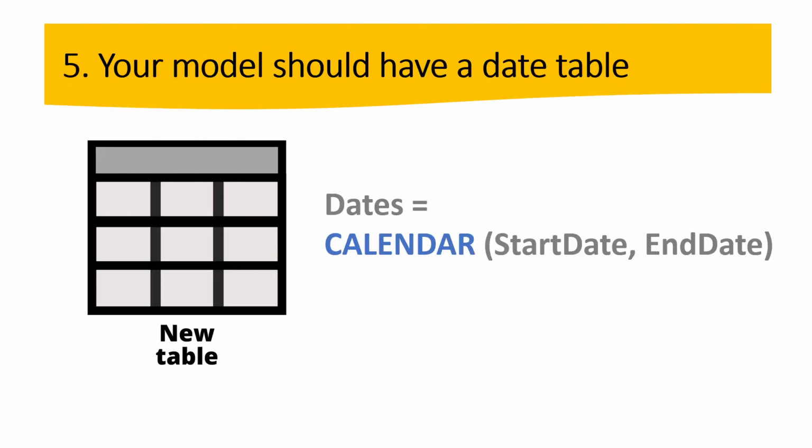Okay, so this is the last one. Your model should have a date table. A date table is also a calendar table. It's basically the same. You guys might be familiar with this. We can call it dates or calendar table, and we can use the CALENDAR function here. We can also use CALENDARAUTO, but for this particular case, we're going to use just CALENDAR. And it has a start date and also an end date.